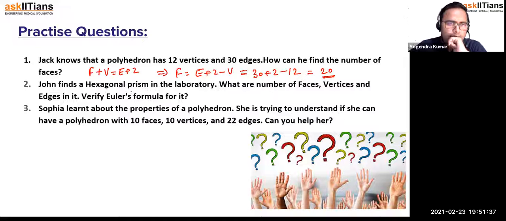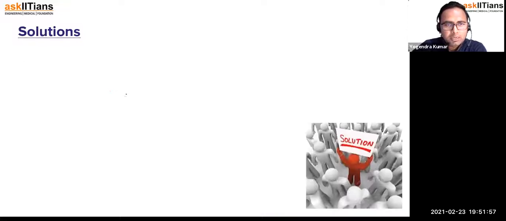John finds a hexagonal prism, right? Okay, so let me do this question on the next page. Yes, we have the space available here. John finds a hexagonal prism, right? I hope you remember the prism, right? Prism shape, prism and pyramid, right? So hexagonal, okay.